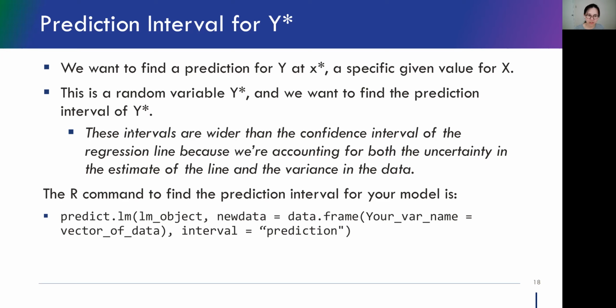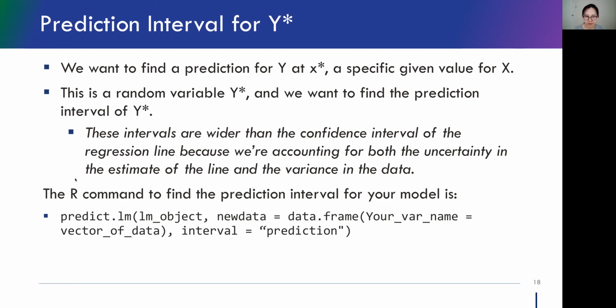Well, in principle, this prediction interval is wider than the confidence interval of the regression line because we are accounting for both the uncertainty in the estimate of the line. So we're estimating the line, and also for the single data y star, we also have the variance there. So we have incorporated both uncertainties into this one interval. So that's why it's wider. We have more uncertainty incorporated.